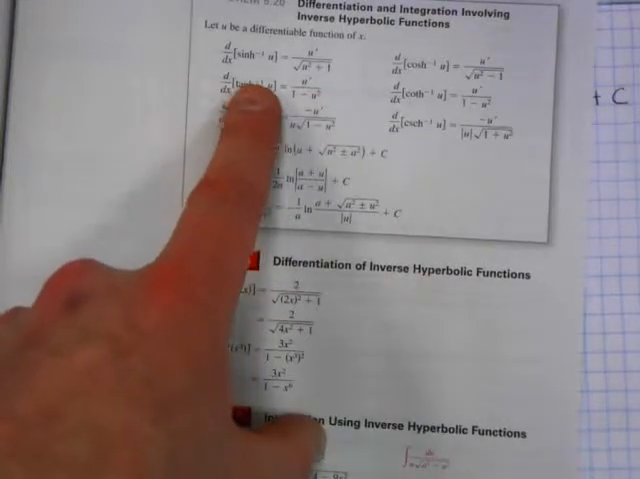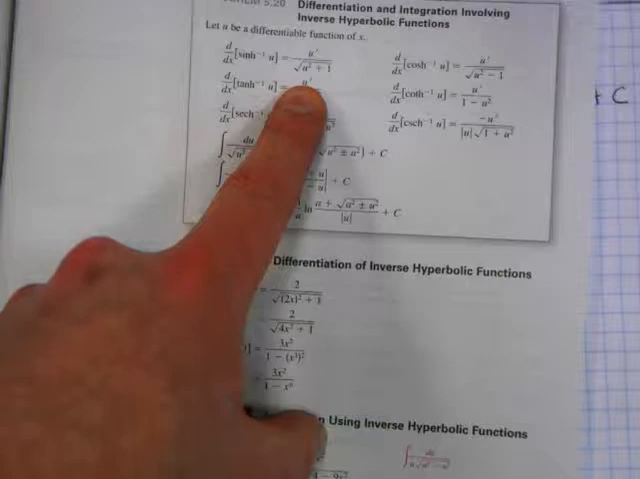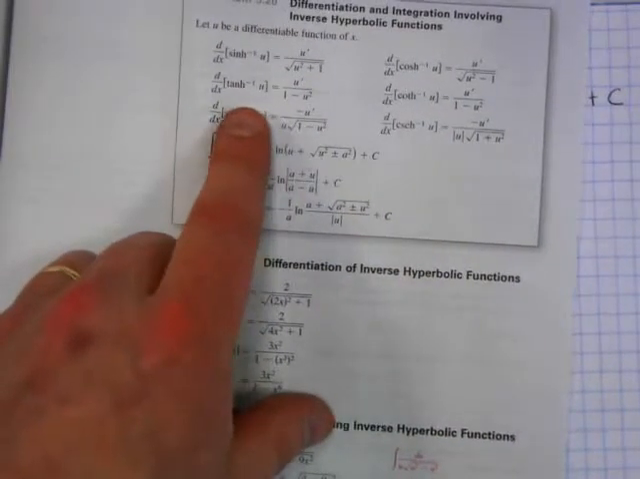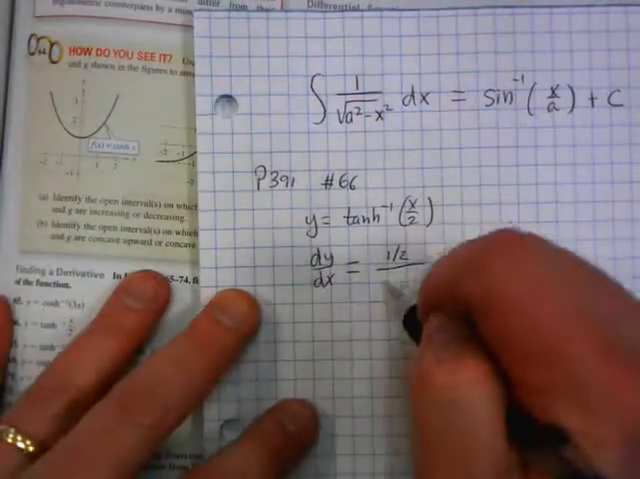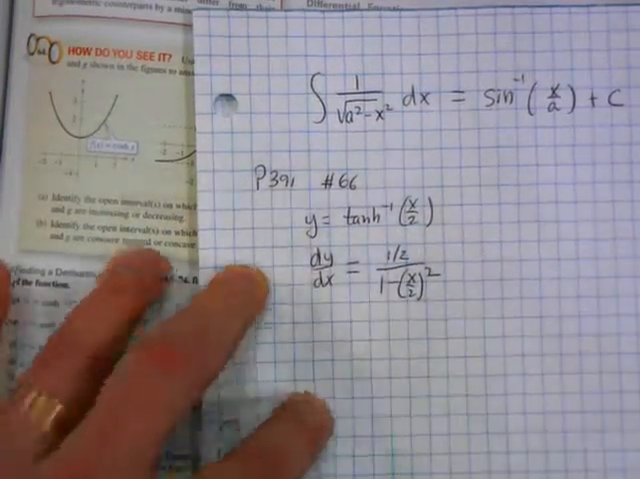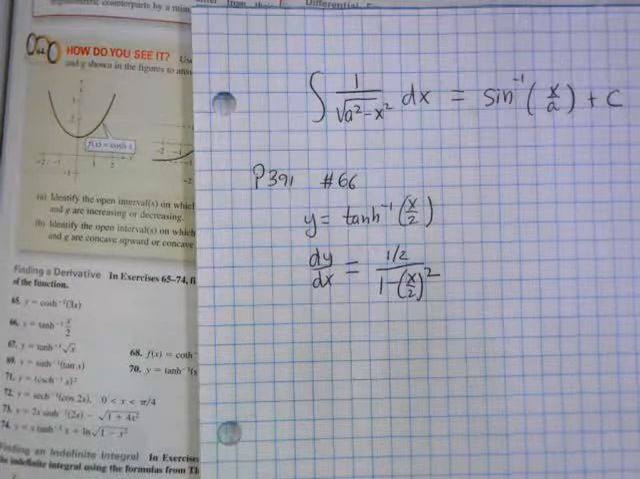So according to this, we have x over 2. So we take the derivative of x over 2. The derivative of x over 2 is 1/2. And then we divide by 1 minus the original thing squared. So it's 1 minus x over 2 squared. There's your answer. Questions on that?